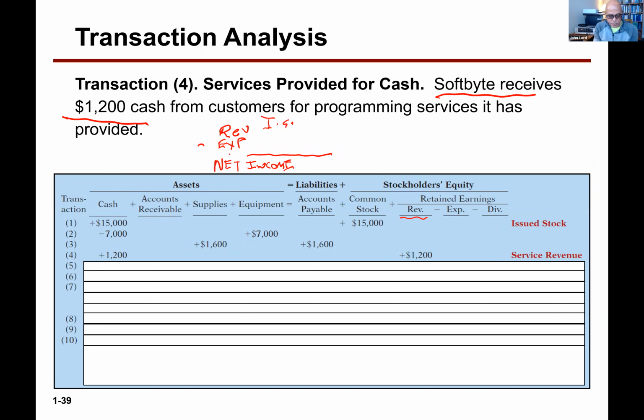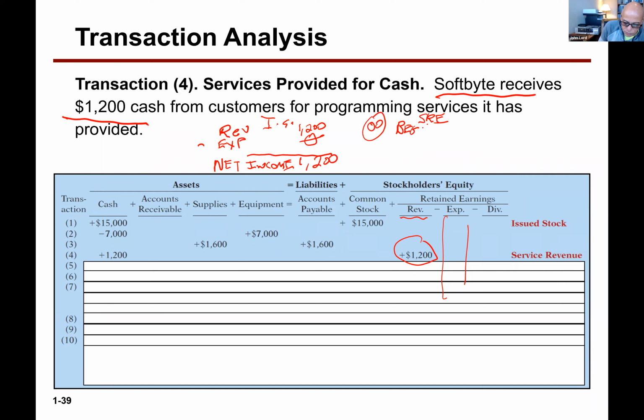Okay. Do we have any revenue? Yes, the 1,200. Good. Do we have any expenses so far? No expenses so far. So our net income right now is 1,200, isn't it? Okay. Now, where do we put our net income? Statement of retained earnings.